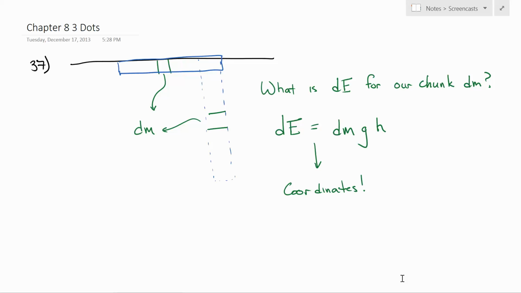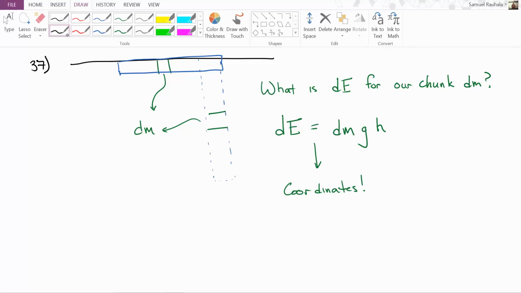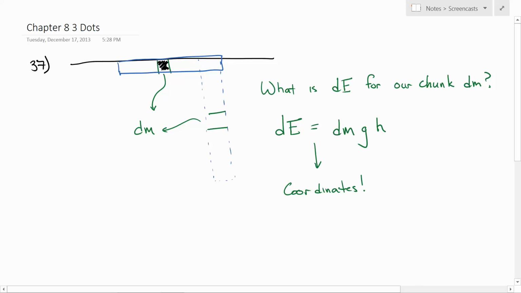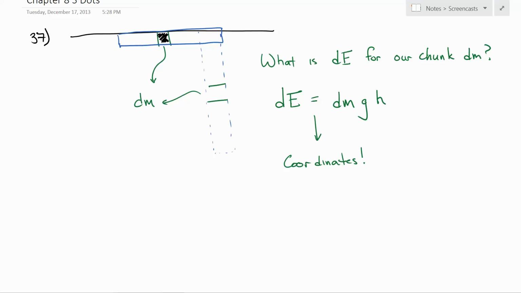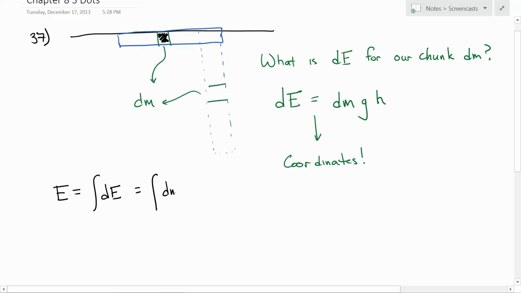So, basically, what we're saying is we're going to take some small chunk of this chord, call it dm, and we're going to say, what is the change in energy for this little chunk dm? What is the dE for this little dm? Knowing very well that the actual change in energy E will be the integral of all of these little changes in energy, where I'm integrating over all of the chunks. So much writing. And so this is the integral over all chunks.